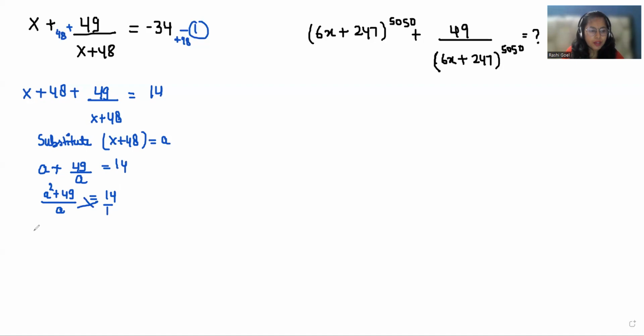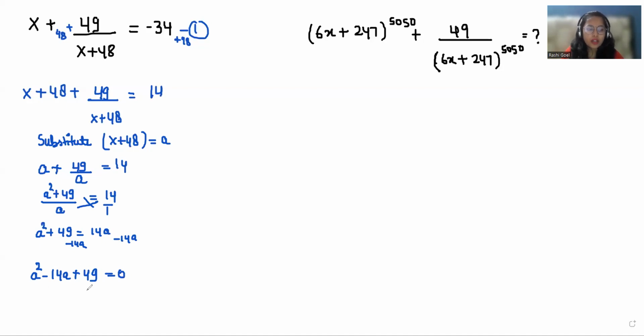We are doing cross multiplication. So it becomes a² + 49 = 14a. Now I'm going to subtract 14a from both sides. So the equation becomes a² - 14a + 49 = 0.